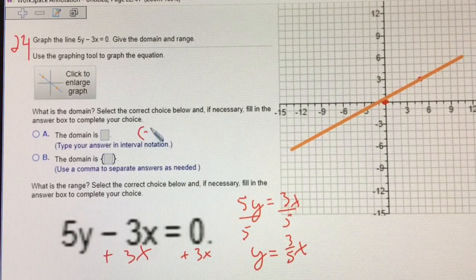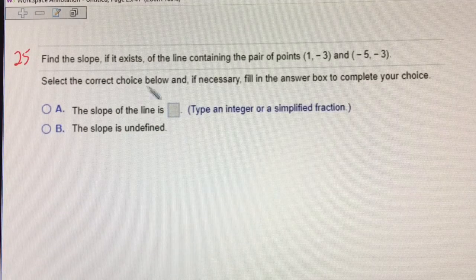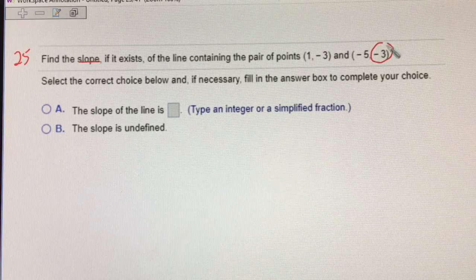The domain of that is -infinity to +infinity. Because it's slanting, the range is also going to be -infinity to +infinity. Find the slope. So when I do y minus y, I get 0. When the y's are the same, the slope is going to be 0.